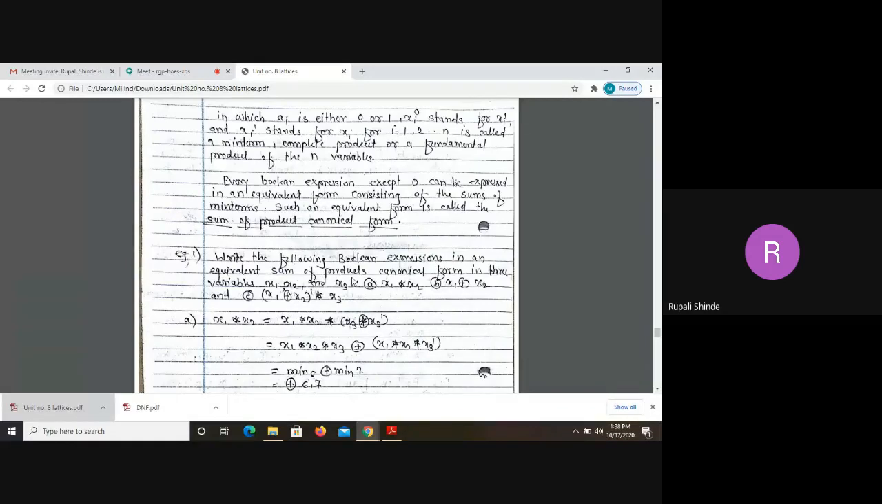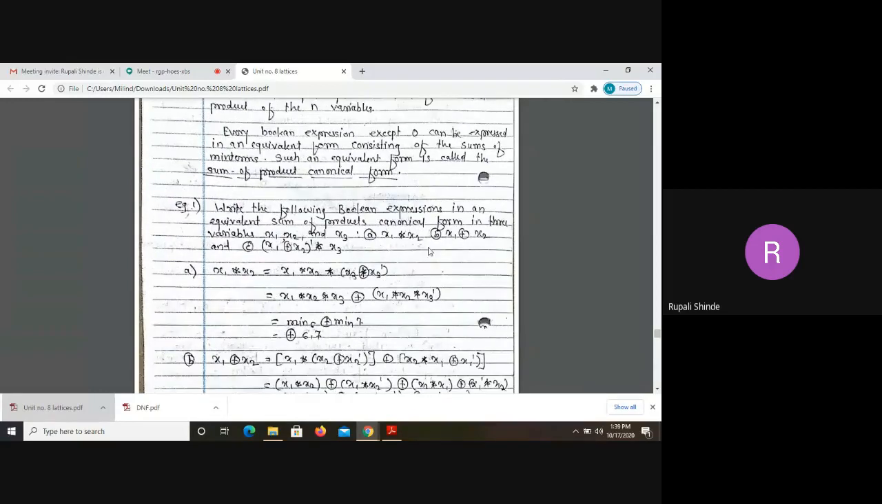See here, in this question they have given one formula or expression and we have to express it in another form that should be equivalent to the sum of product canonical form. Sum of product means it should consist of minterms. We have already seen what is meant by a minterm. So it should consist of minterms and every minterm should consist of 3 variables x1, x2 and x3.